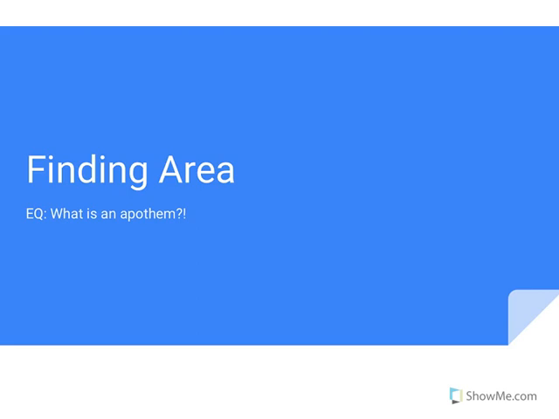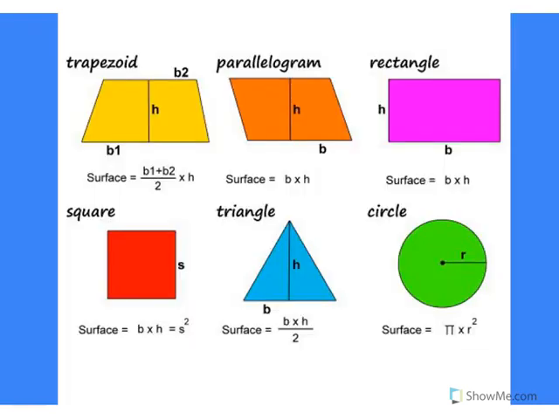So we're going to start with area. And we are going to learn about this fancy word, apothem. Apothem. Say it out loud. Apothem. These are the basic formulas to find the area of a trapezoid, a parallelogram, a rectangle, a square, a triangle, a circle. I forget the whole surface thing. It's area equals these things.